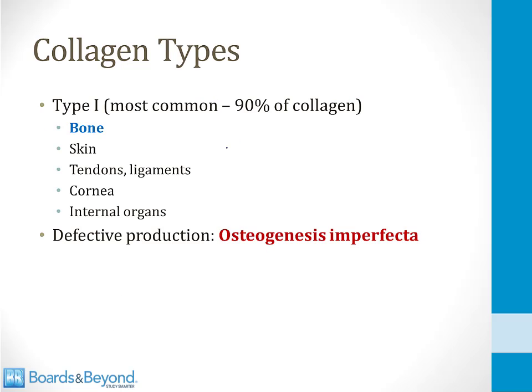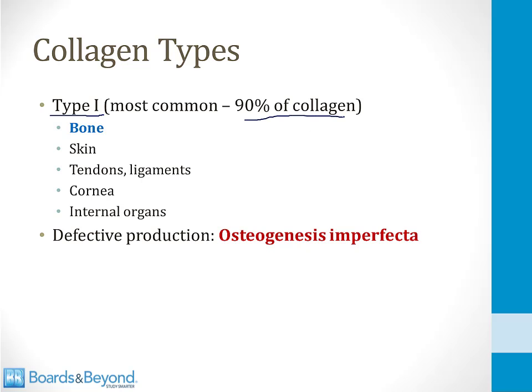As I said before, there are many different types of collagens determined by the different alpha chains that make up the triple helix. And the collagens are numbered type 1, type 2, type 3, and so on. Let's start by talking about type 1 collagen, which is the most common form. This makes up 90% of collagen in the body.